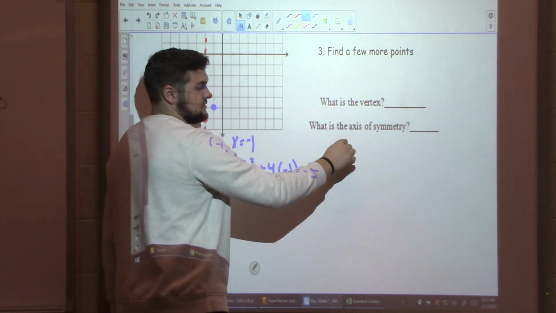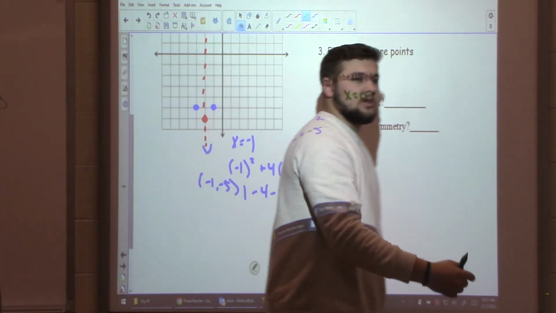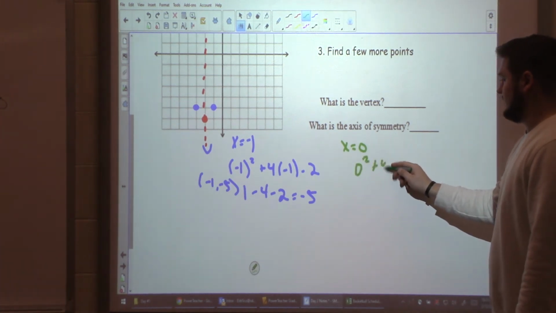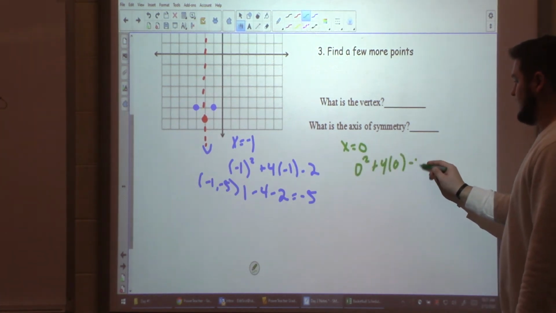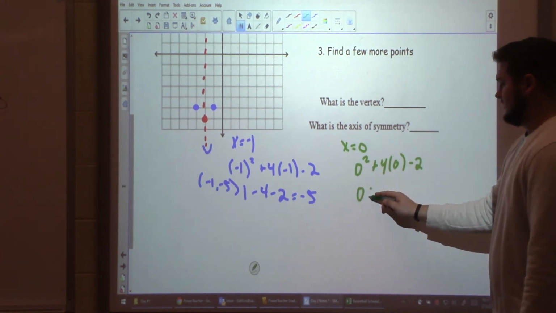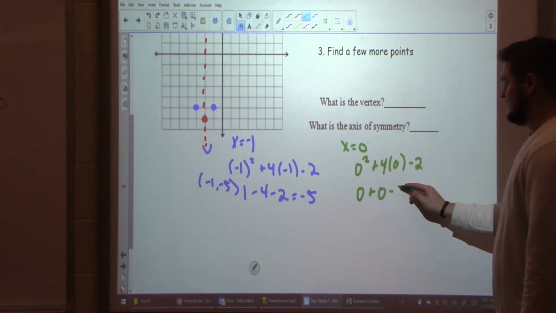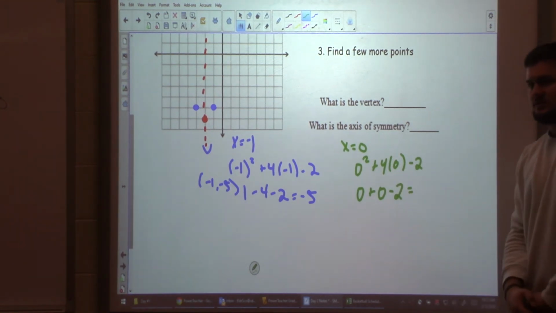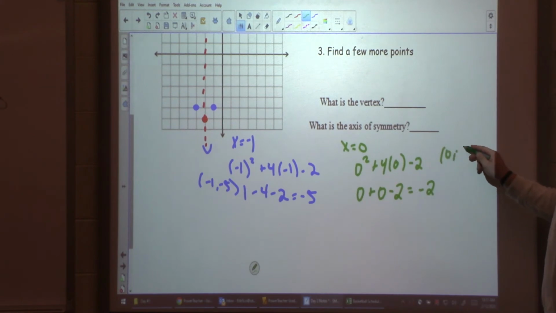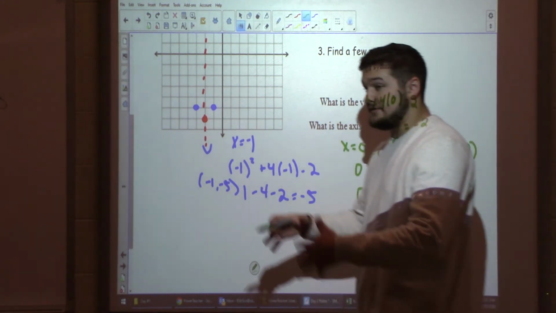0. So I'm going to let x equal 0. Plug it into my equation. 0 squared plus 4 times 0 minus 2. Well, 0 squared is 0. 4 times 0 is 0. Minus 2. So I get negative 2. So that's my y value. So at 0, negative 2, I have another point.